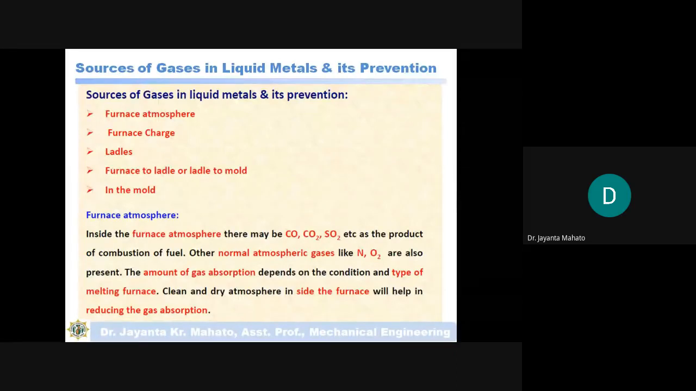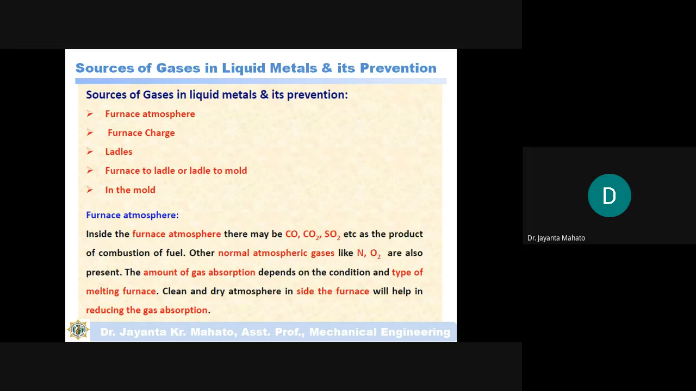Inside the furnace atmosphere, there may be carbon monoxide, carbon dioxide, sulfur dioxide, and different types of gases. The normal atmosphere gases like nitrogen and oxygen are also present in the furnace atmosphere. So the amount of gas absorbed depends upon the condition and type of the melting furnace. A clean and dry atmosphere inside the furnace helps in reducing gas absorption.